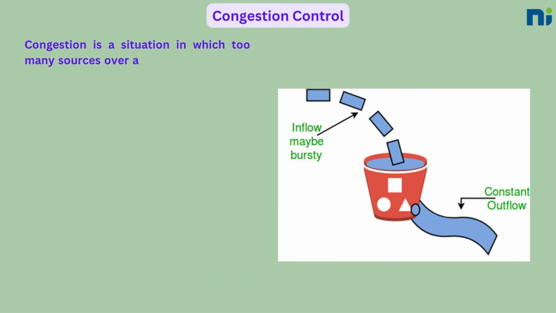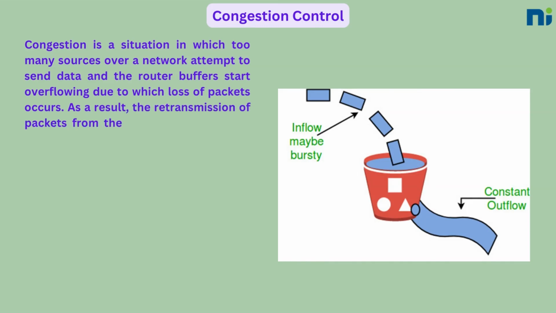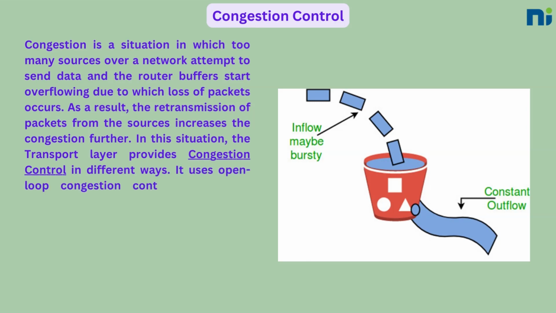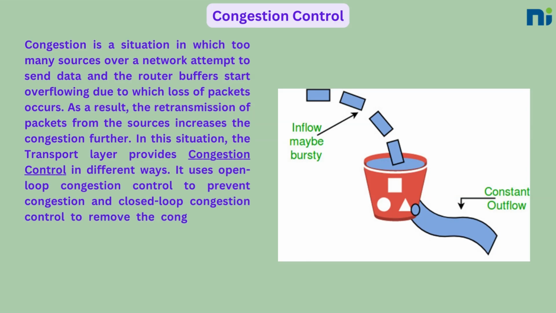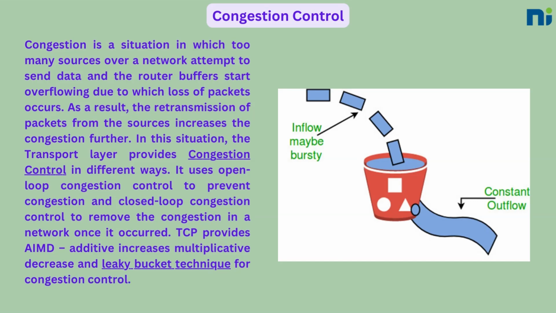Congestion control. Congestion is a situation in which too many sources over a network attempt to send data and the router buffers start overflowing, due to which loss of packets occurs. As a result, the retransmission of packets from the sources increases the congestion further. In this situation, the transport layer provides congestion control in different ways. It uses open-loop congestion control to prevent congestion and closed-loop congestion control to remove the congestion in a network once it has occurred. TCP provides AIMD, additive increase, multiplicative decrease, and the leaky bucket technique for congestion control.